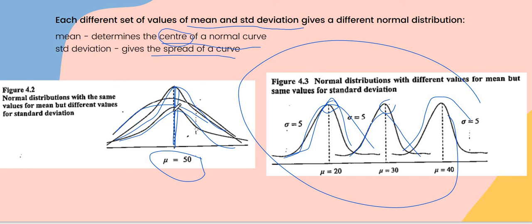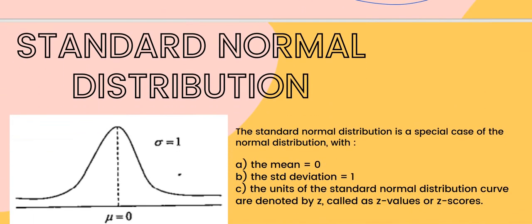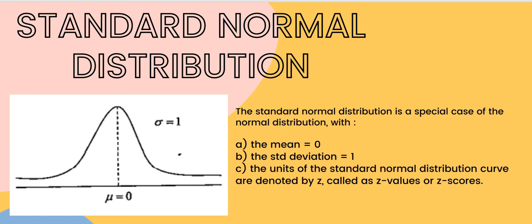For this one, your standard deviation is different. Then we also have another one. Like I said, we have two, right? Normal and also standard normal. So this is a standard normal. The standard normal distribution is a special case of a normal. So standard normal is a part of normal. Meaning it is a child, or a branch, of the normal distribution we discussed earlier.